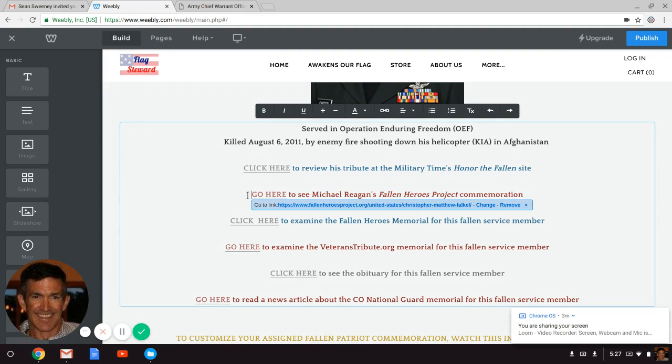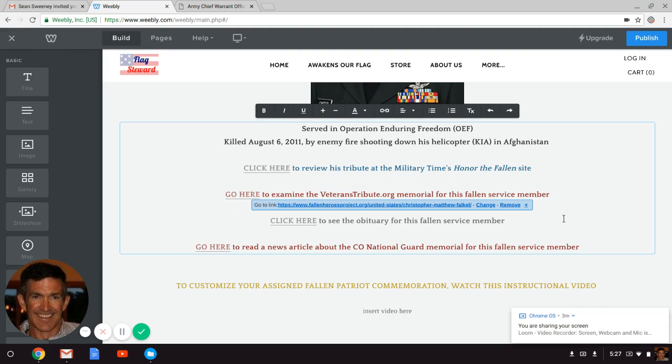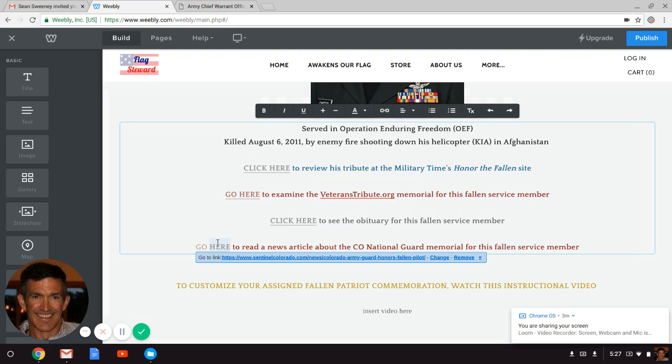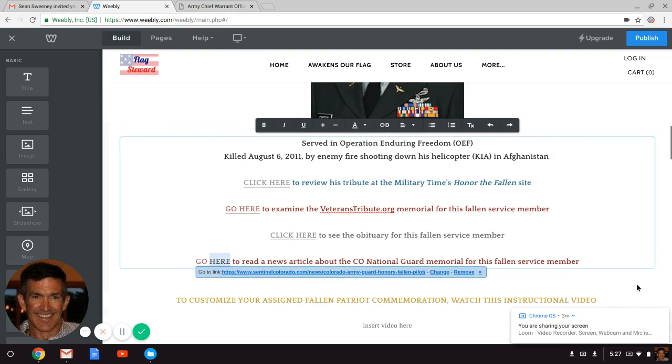These other commemorations I'm going to go ahead and delete, and it's as simple as highlighting it. Because on these two pages, there are not commemorations for Chief Warrant Officer Carter. You'll find lots of different pages. Some have commemorations of the fallen combatants, some don't. So these two did not, so I'll just simply highlight and delete those. But these are other areas that I found earlier instead of having to show you all of them. I found stories about him on veterantributes.org. I found his obituary online. And I found a story about the hangar at the Colorado National Guard that they've named in his honor.